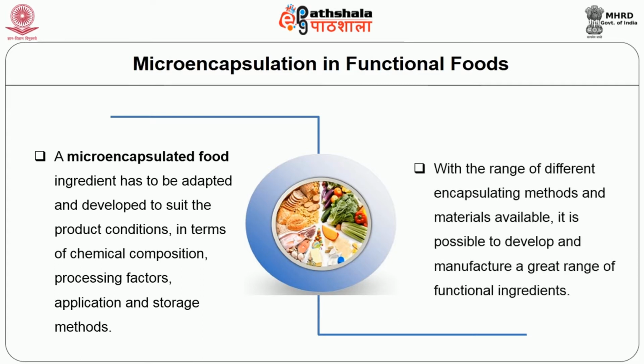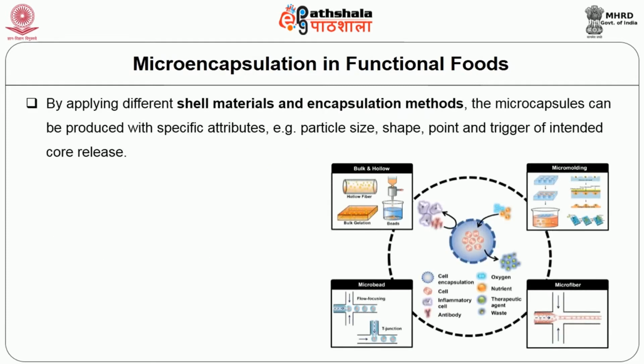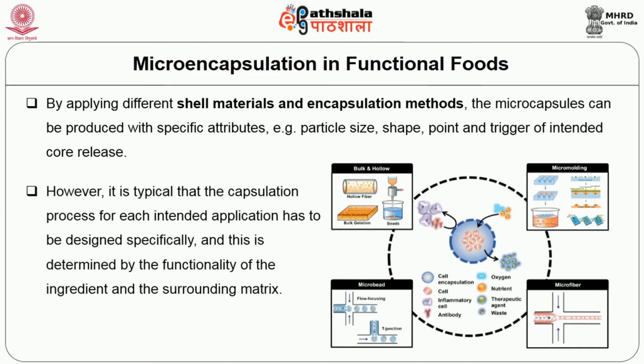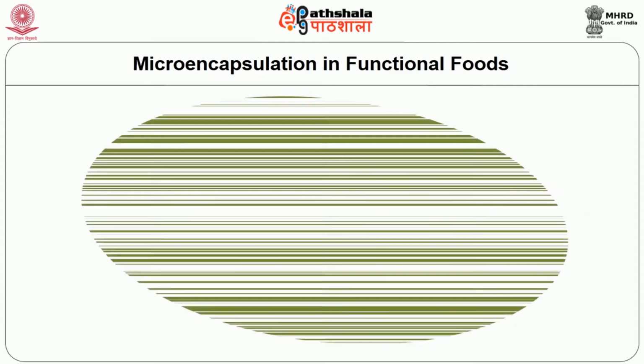With the range of different encapsulating methods and materials available, it is possible to develop and manufacture a great range of functional ingredients. By applying different shell materials and encapsulation methods, the microcapsules can be produced with specific attributes, for example, particle size, shape, point and trigger of intended core release. However, it is typical that the encapsulation process for each intended application has to be designed specifically, and this is determined by the functionality of the ingredient and the surrounding matrix.